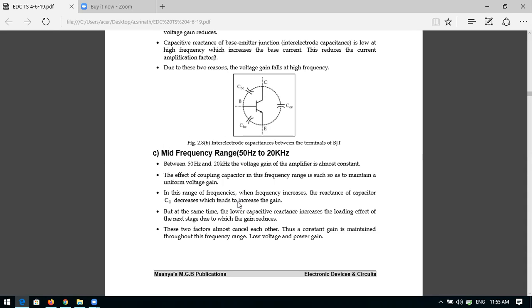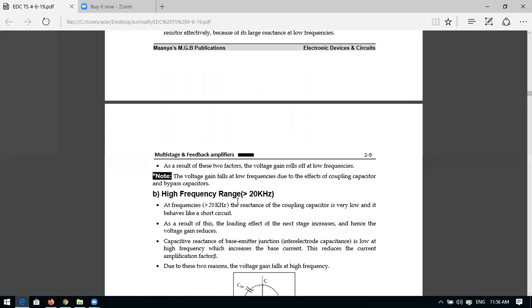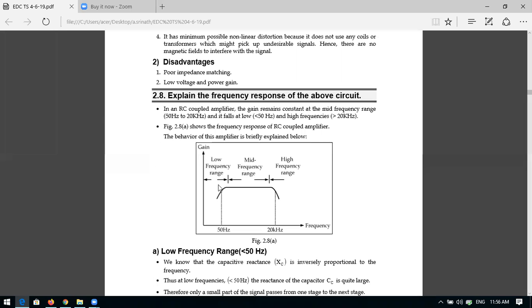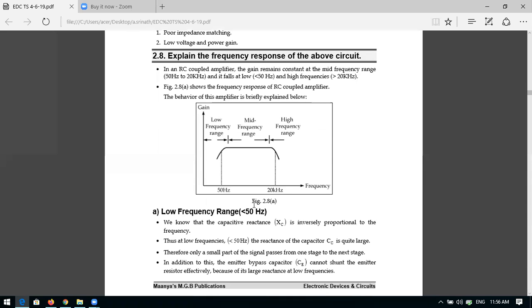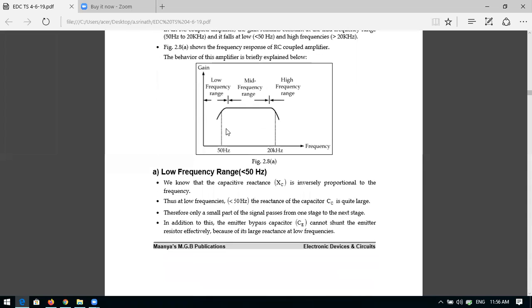Correct or not? Yes, sir. When the frequency increases, the reactance of the capacitor decreases, and if the frequency decreases, the capacitive reactance increases. Like this, they will almost cancel each other, so that is the reason it maintains constant voltage gain. Practically, you will not get a perfectly flat curve in the laboratory output, but theoretically you can assume a flat curve.